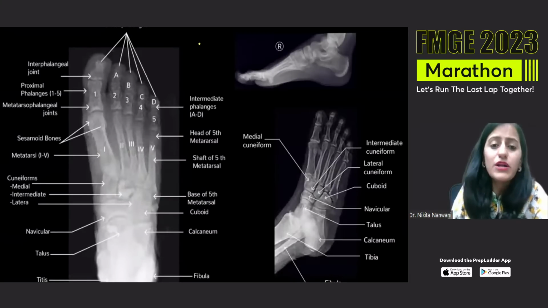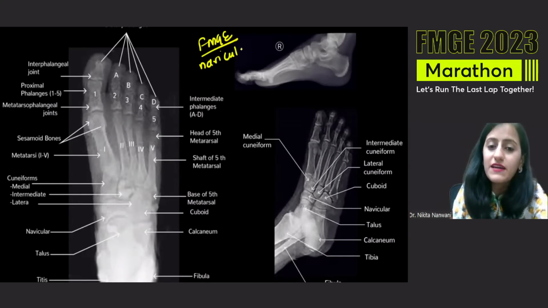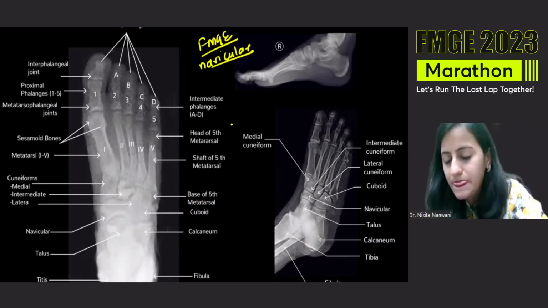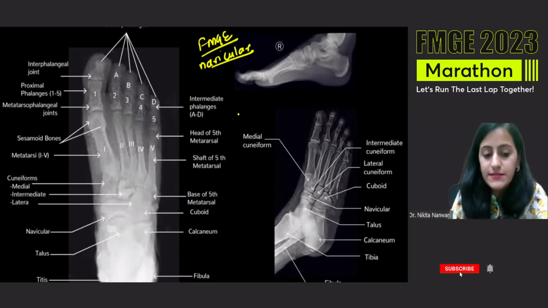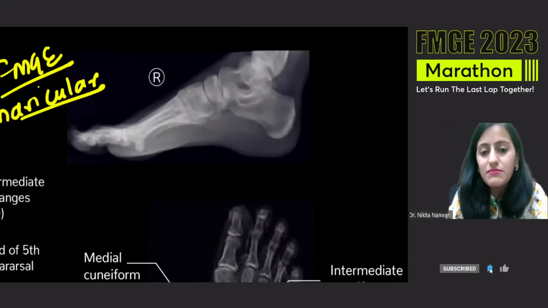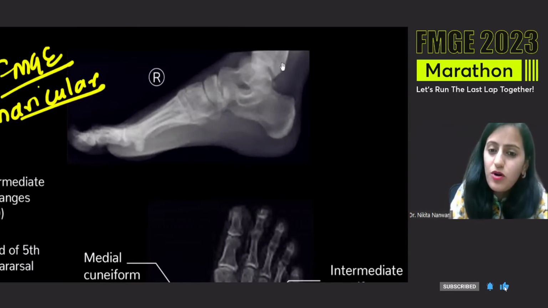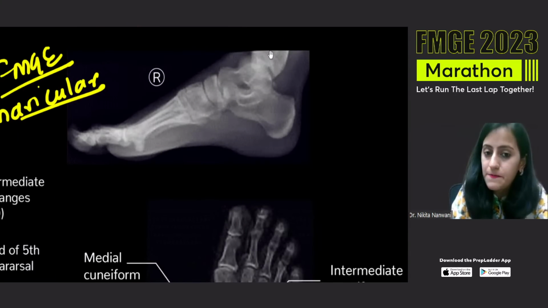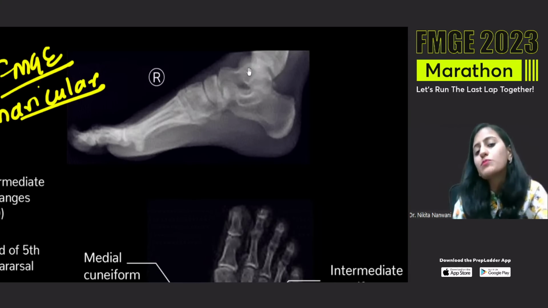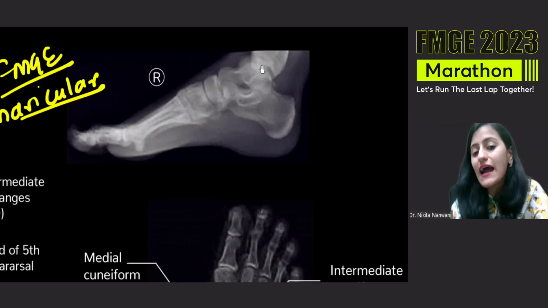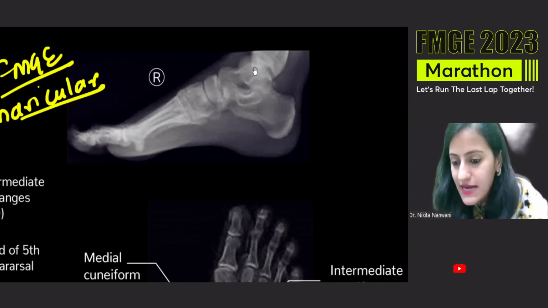Going to the next one, a recent FMG exam question: identifying the tarsal bones. Identification of the navicular bone was asked. Navicular bone, how do you identify? What we need to see here is, if we look at this lateral image first, we will have the tibia and fibula here. The bone which is forming the dome of the ankle, participating in the ankle joint, what bone is that? This is going to be the talus.